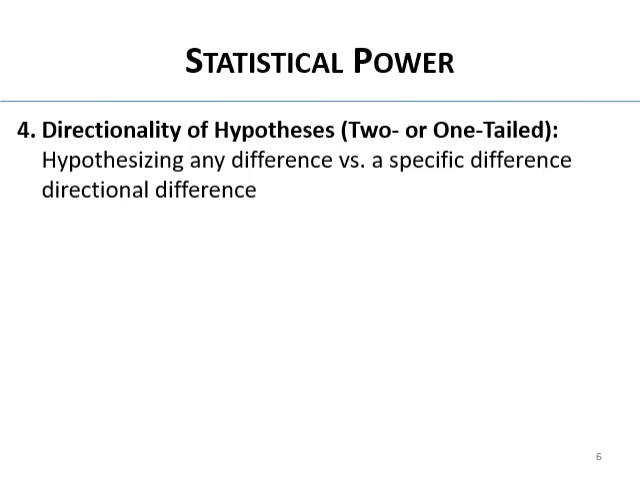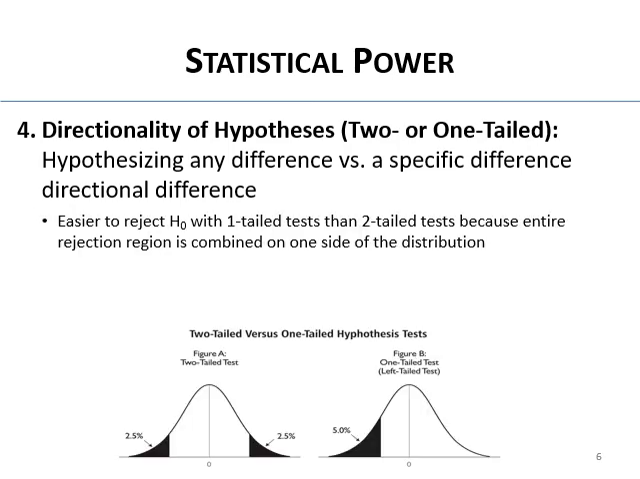How about directionality? So this is, do you have one-tailed or two-tailed hypotheses? Are you hypothesizing there's going to be some difference, any difference, or you say, no, it's going to be in this direction. They'll be lower, they'll be higher, it'll be positive or negative. It's easier to reject the null with one-tailed tests than two-tailed tests, turns out, because all that rejection region is combined into one side of the distribution, one tail, hence the name one-tail. And so one-tailed tests are more powerful.